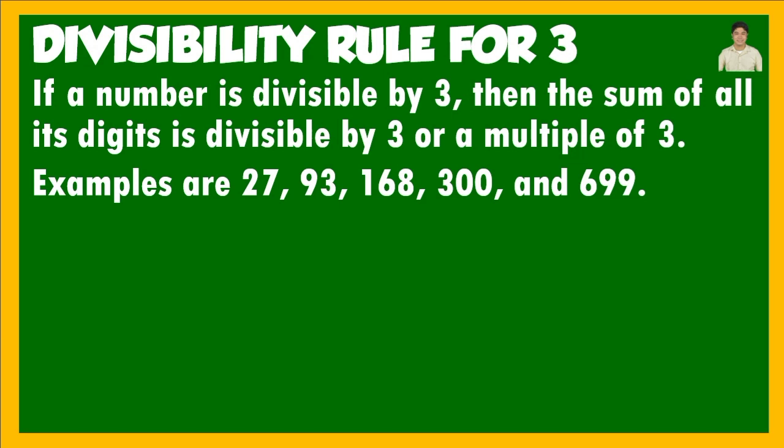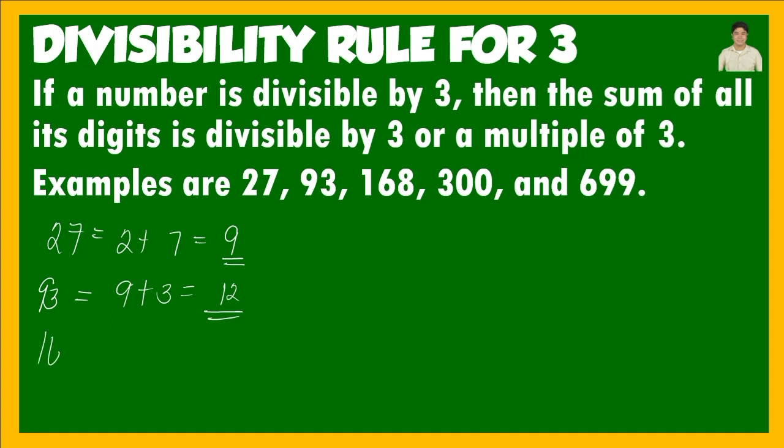Let us have 27. If we're going to add 2 and 7, we'll get 9. And 9 is a multiple of 3. It is divisible by 3, because if we divide 9 by 3, we'll get a quotient of 3. Wala siyang remainder. Next, 93. 9 plus 3, that is 12. 12 is divisible by 3. It is also a multiple of 3.